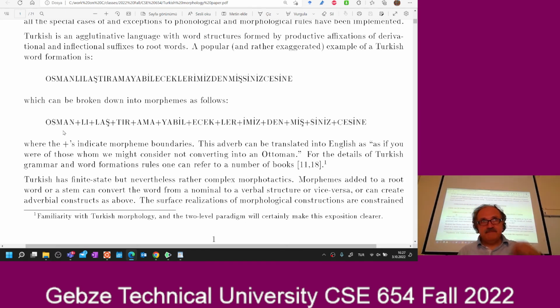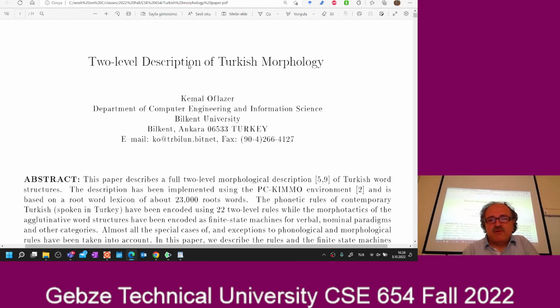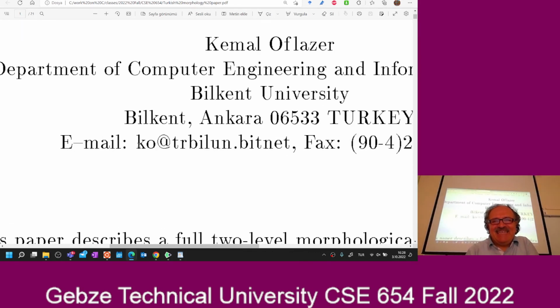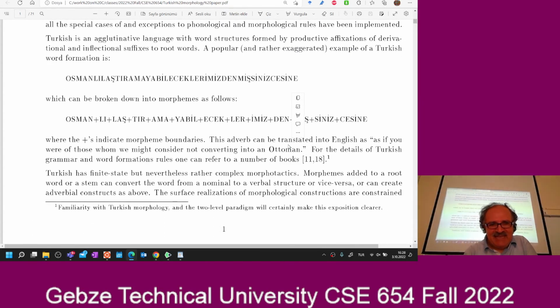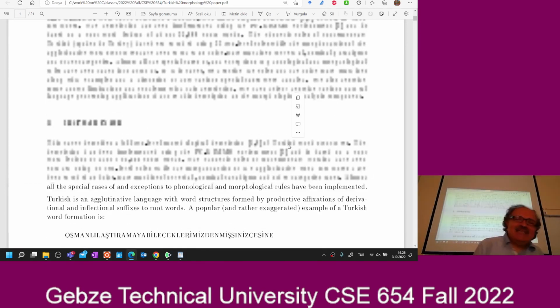Okay, good. Any questions? So read this paper, the two-level description of Turkish morphology. You don't have to understand all the technical details of it. Just try to understand what's going on. Okay, very, very old paper. Before the internet. See, this is not an internet address. This is a bitnet address. 1990s, as I said. Okay, what is the date? Well, I don't have the date. I think it is 1990s.